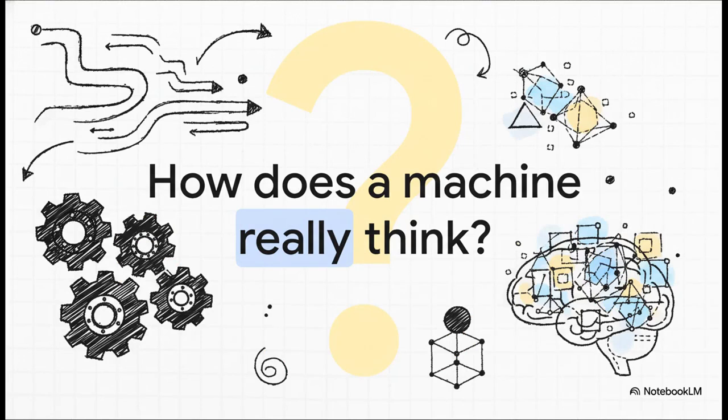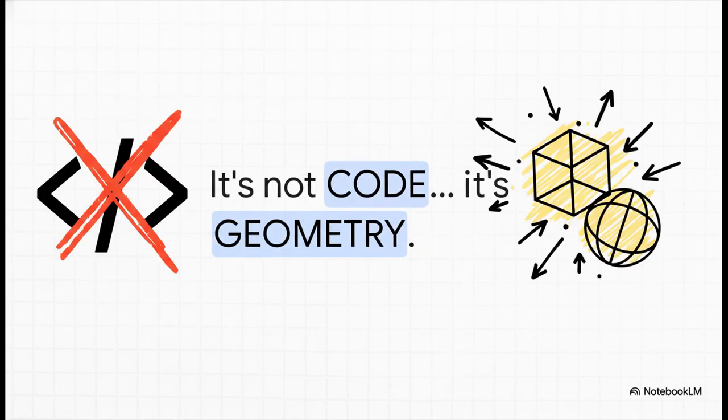So, have you ever really stopped to wonder, how does a machine actually think or learn? We imagine these crazy tangled webs of code. But the real answer? It's way more visual, more spatial than you'd ever guess. Because at its very heart, AI isn't really about programming logic. It's about geometry. It's all about taking data and picturing it as points and arrows, vectors, in some crazy high-dimensional space.